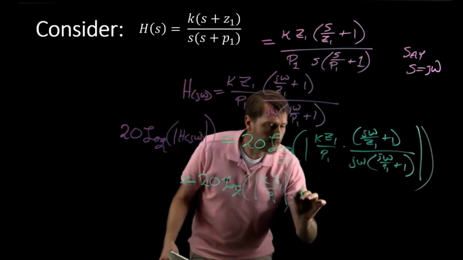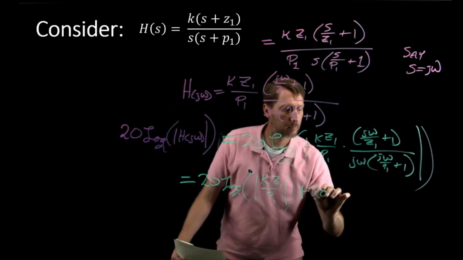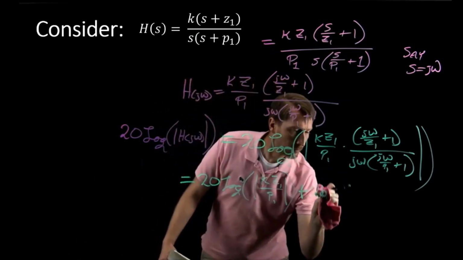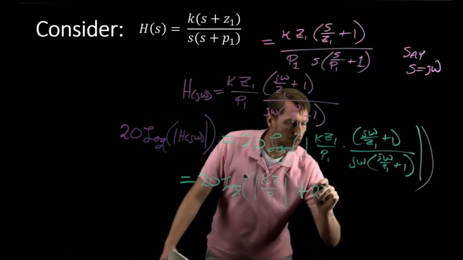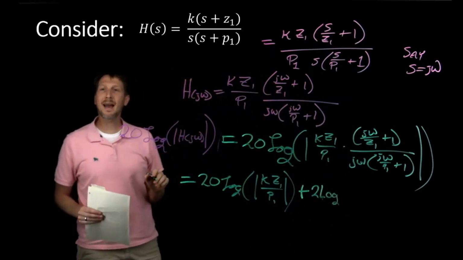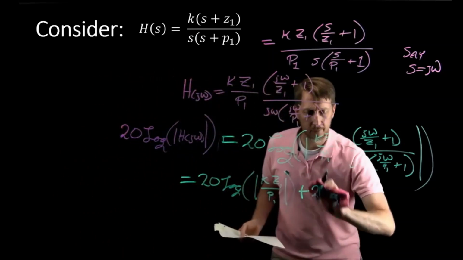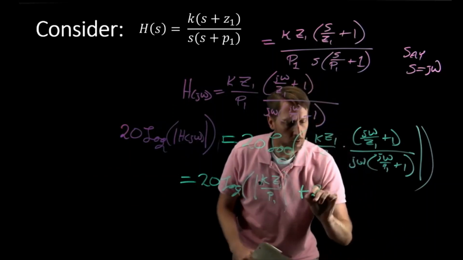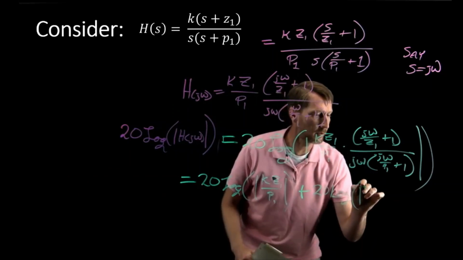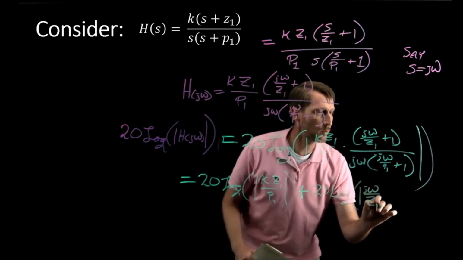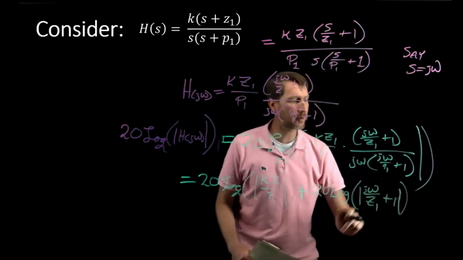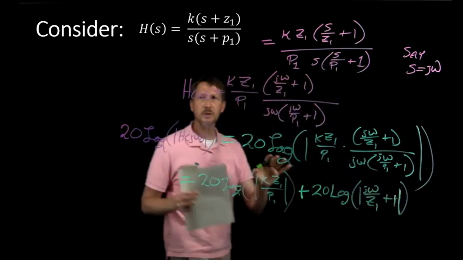We're going to add to that 20 log, excuse me, little typo, 20 log of this next term. We're going to look at the numerator of this term now. So 20 log of the absolute value of j omega divided by z1 plus 1, absolute value in parentheses. So that's the second term that we're going to examine when we do this Bode plot.